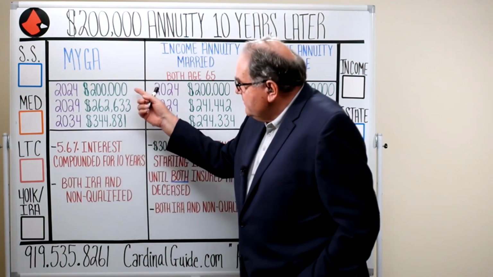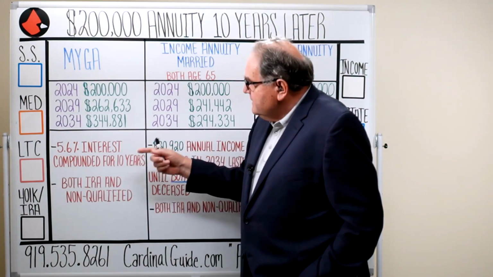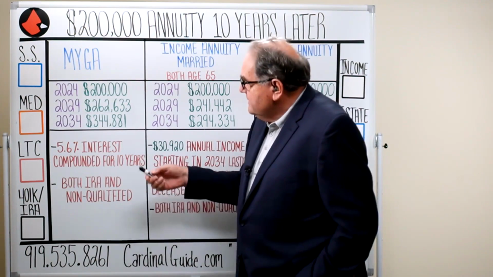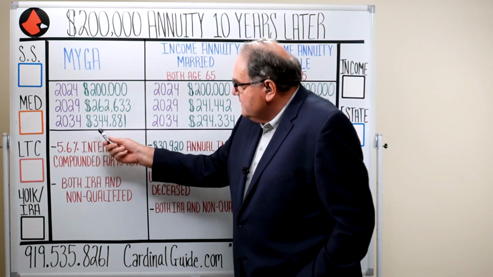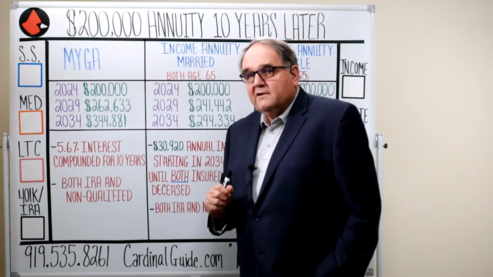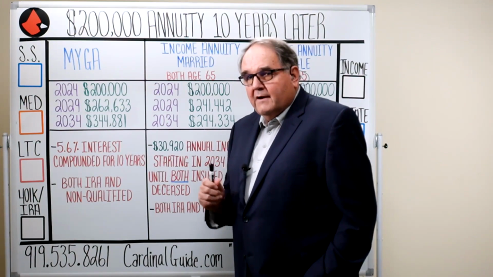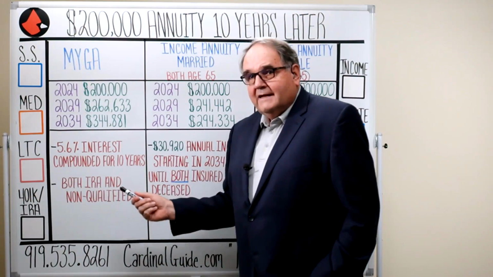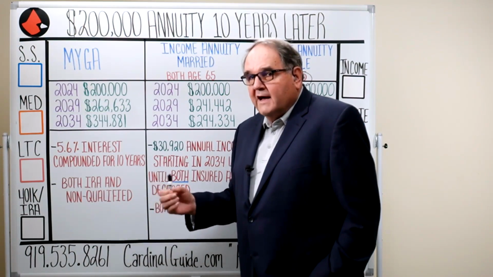And in this example, you put in $200,000, the interest is 5.6%. It's compounded. And then in 10 years, or in 2034, you're going to have $344,881. Now, this annuity is available for both IRA and non-qualified, or not IRA, money.